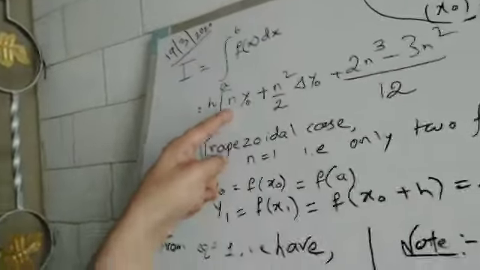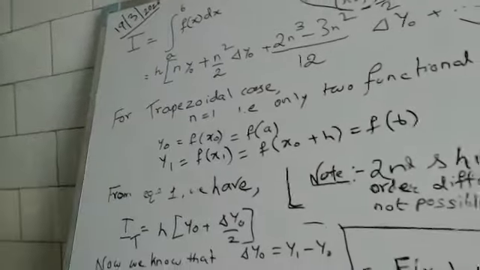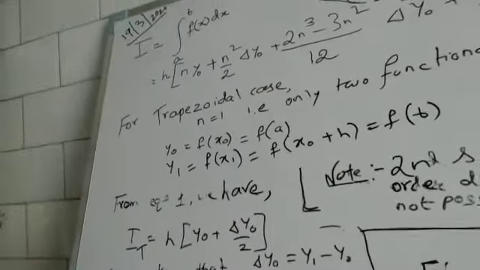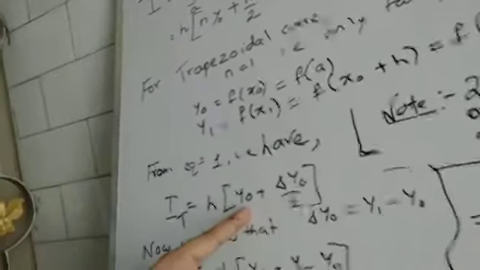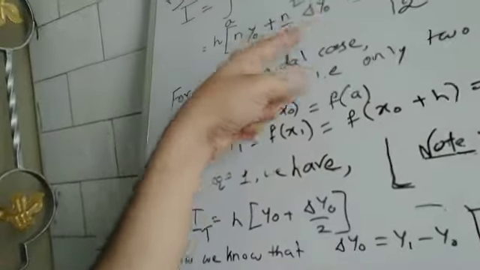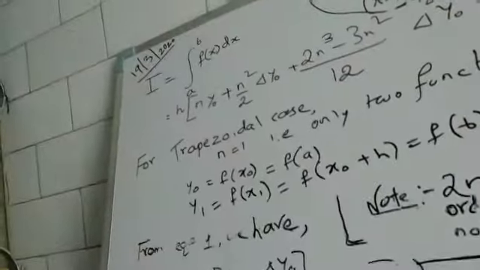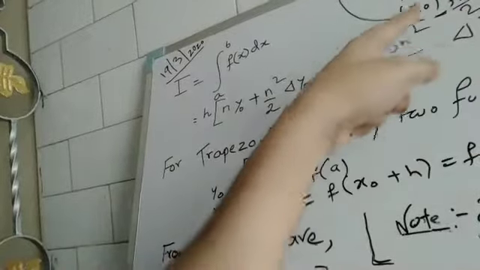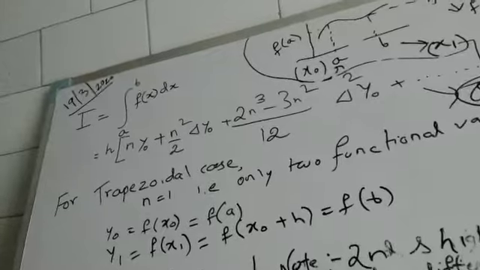Now put n equal to 1 in this equation. What will happen? Now see, that is h y0 plus 1 squared by 2, which is basically del y0 by 2. And where are the other terms? The other terms are basically del square y0, right? This is del square y0. What is del square y0?